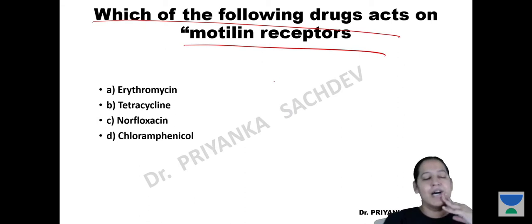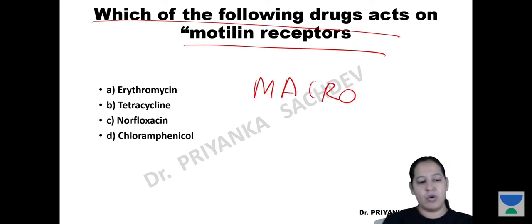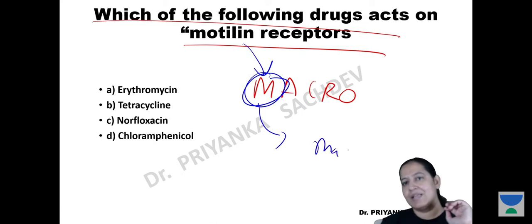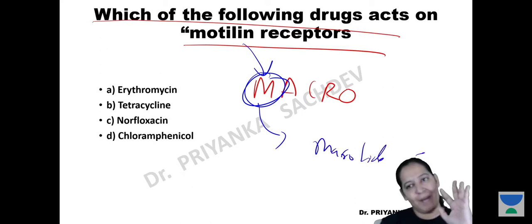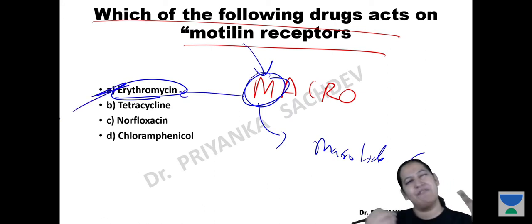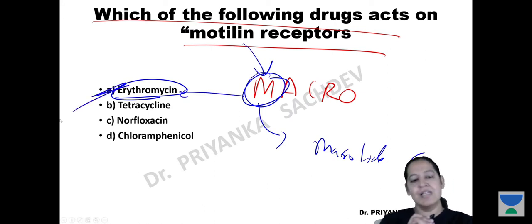So what was the side effect? Side effect was macro. The M of macro, that is motilin receptor agonist, and that is caused by macrolides. You know macrolides. There are 5 macrolides. Erythromycin is one of them. So the correct answer here is A. It was a funny question, a baby question. Everyone is right. So the correct answer here is A.